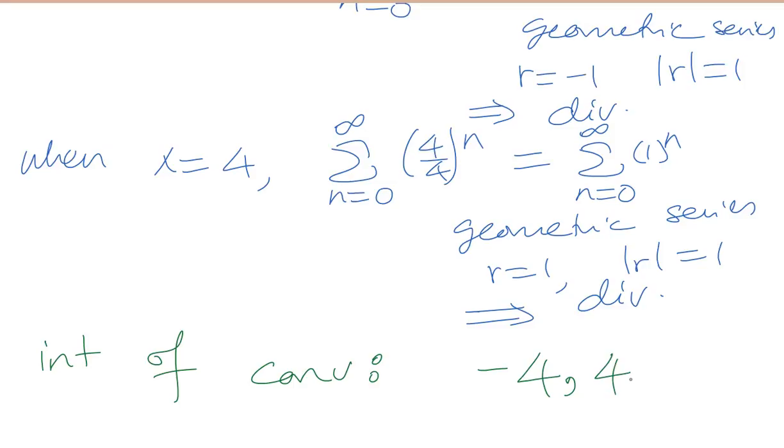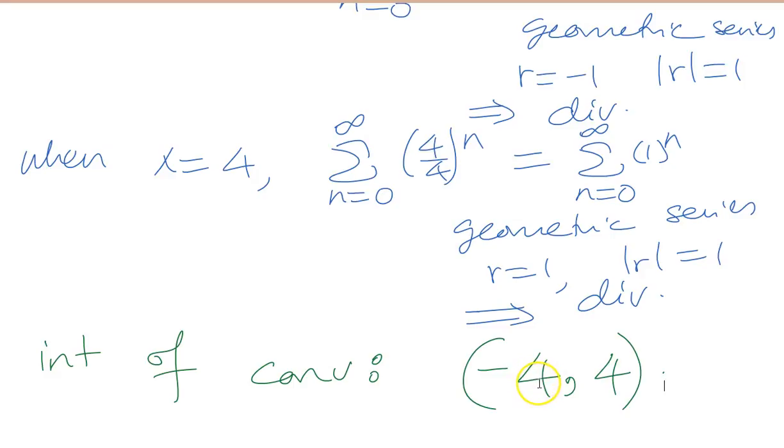We know by the ratio test it converges for all values of x between -4 and 4. When we check the endpoints, the power series diverged at each of these endpoints. So it's parentheses and parentheses. That is the interval of convergence.